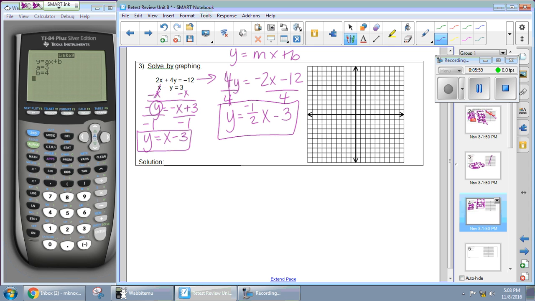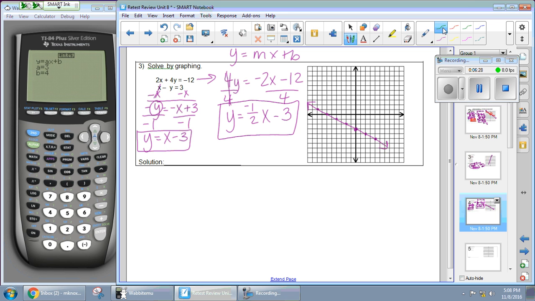So let's graph these. My first one, my y-intercept is at negative 3, and my slope is negative 1/2. Down 1, forward 2. The back side, up 1, back 2. I have several points. I can connect them with my line.